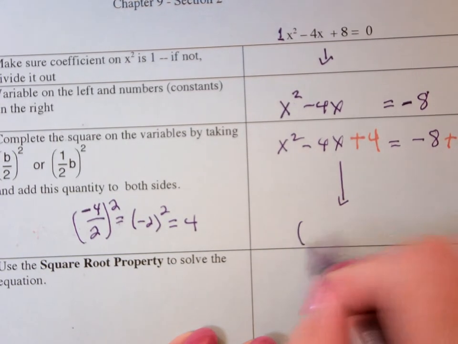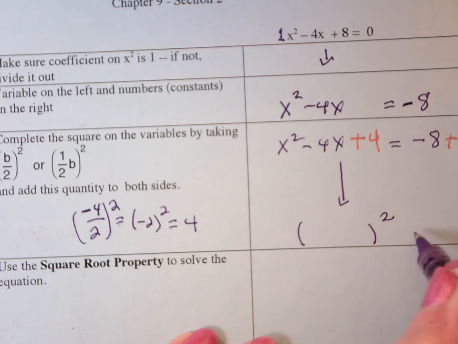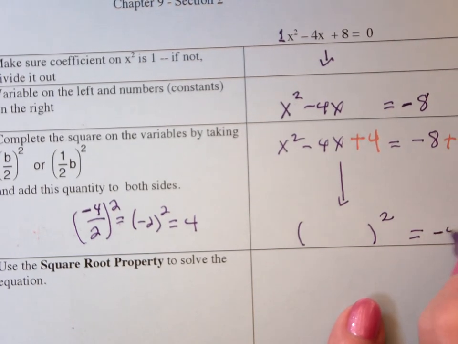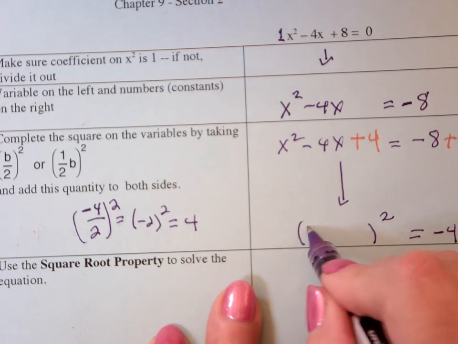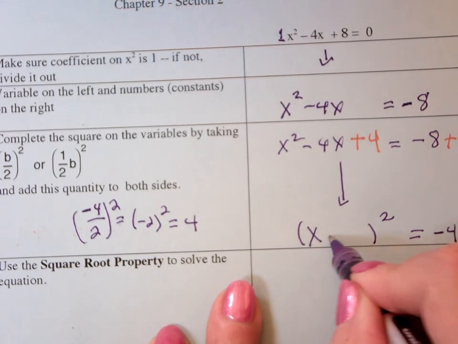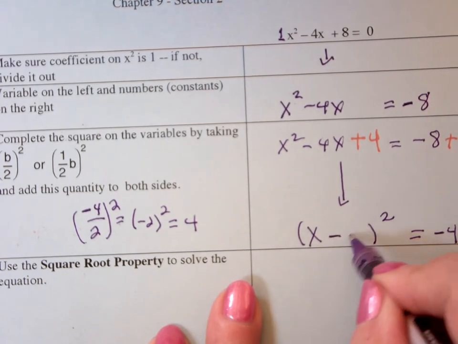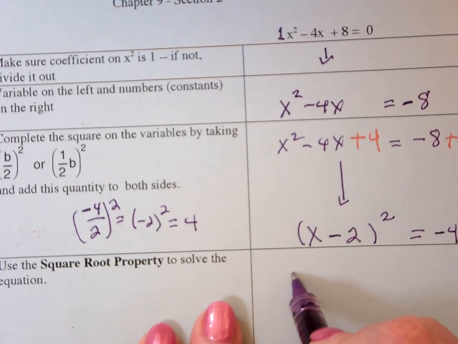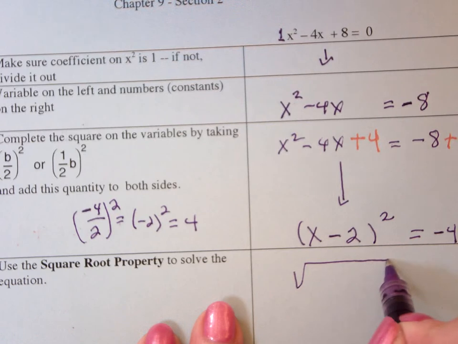So that the left-hand side is a perfect trinomial square, because we made it that way, and it's equal to minus 4. So square root of x squared is x, center sign is minus, square root of 4 is 2, it's x minus 2 squared. Now use the square root property to solve.